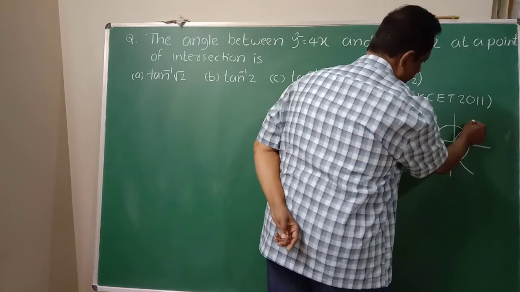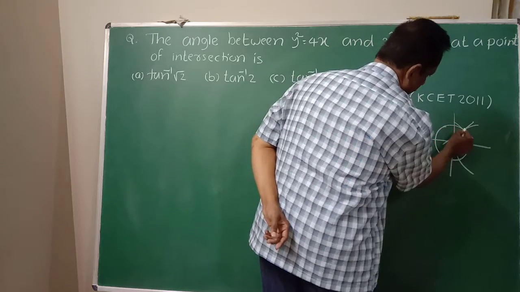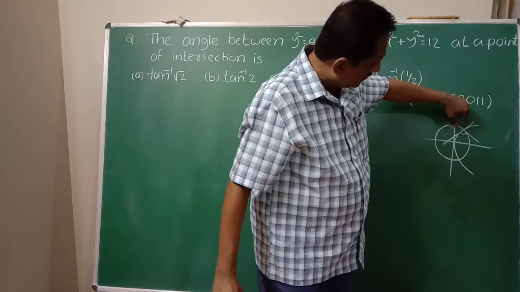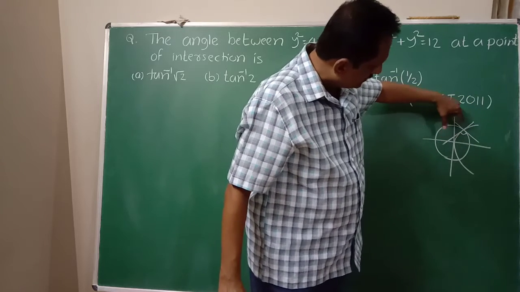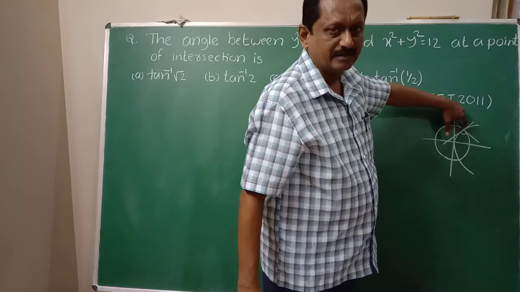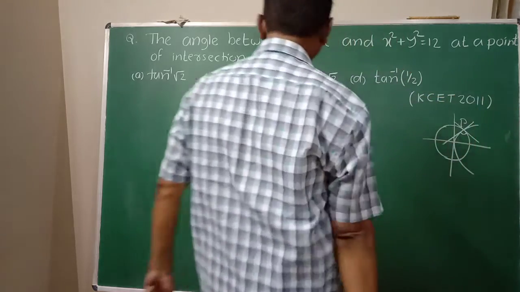Then this is a tangent to the parabola, and this is a tangent to the circle here. Here we want the angle between the curves here, the parabola and the circle. This is a point of intersection. First you find the point of intersection here. Okay. Here we want the coordinates of the point.